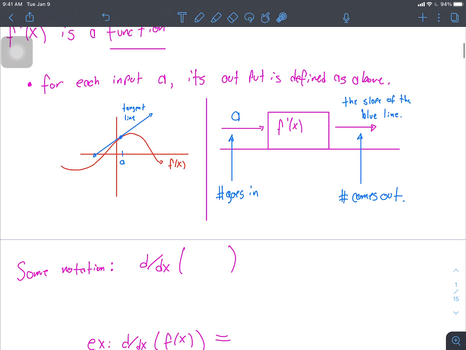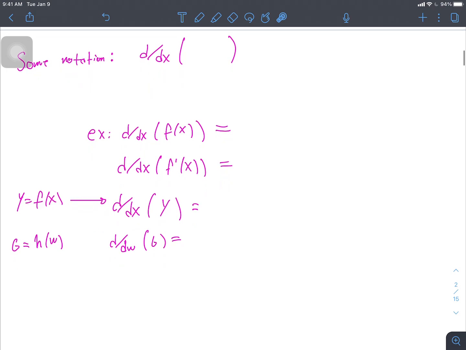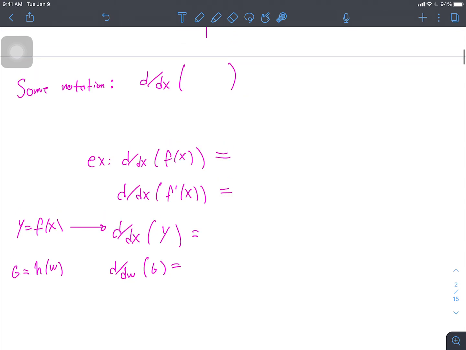Okay, so some notation I want to introduce here that you may not have seen yet so far in this class is this d/dx notation. What this really means is kind of like "do the derivative of," or it could be "the derivative of." So this is an operation.